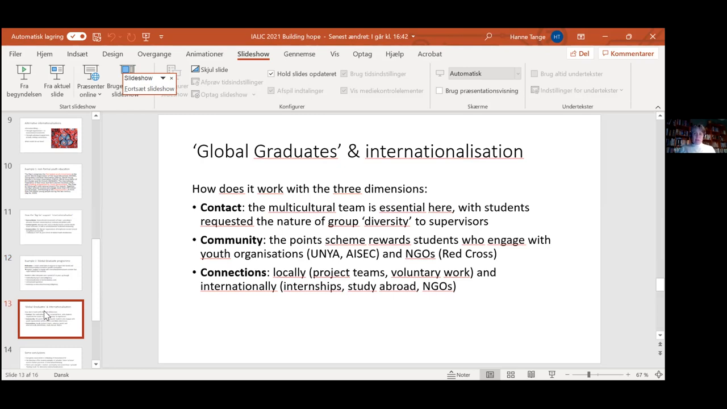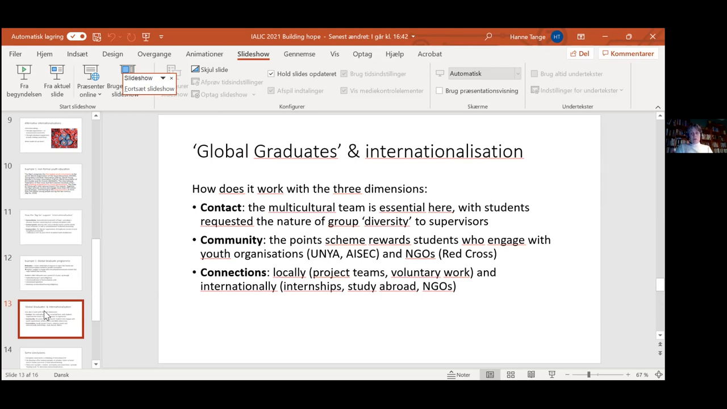Again, looking at my framework, how does this work? Well, on the one hand, first of all, we're trying to use the global graduate programs to establish contact points. Of course, an obvious example is the multicultural team, where the students will meet and interact. But in fact, the students who venture out into the local community, join a football club, join an international student organization, join other types of local activities, will also get contact points within the local community.